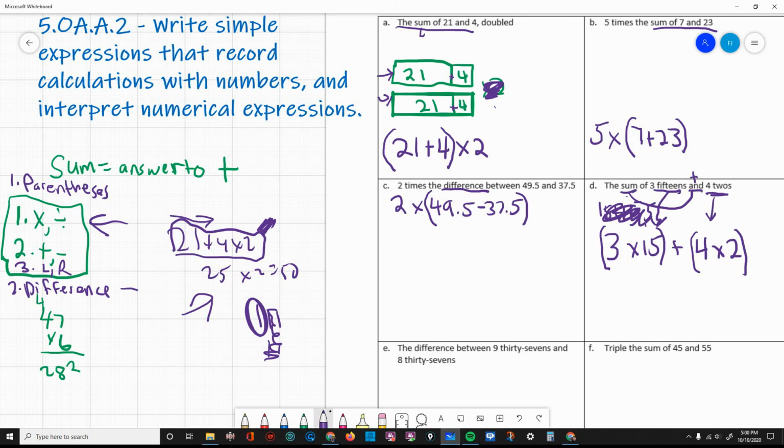All right, let's go ahead and we're going to move over to E here real quick. Okay, let's go to a different color here. And we're going to do the difference between 9 37s and 8 37s. Okay, the difference between 9 37s. You want to write 37 9 times, or 37 nines, either one, or you want to write that? That's what I want to do. And 8 37s, okay? 8 times 37.